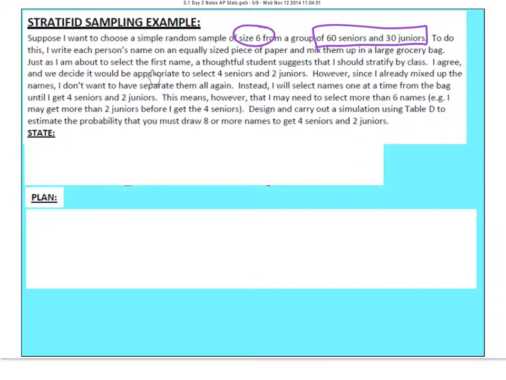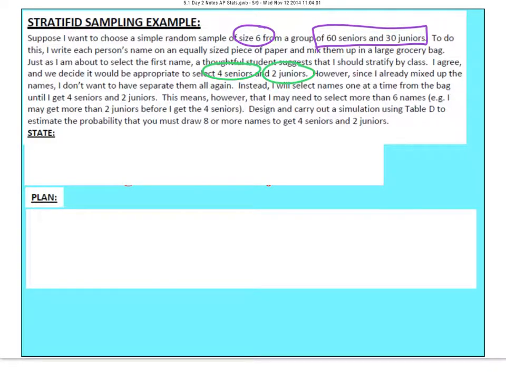Just as I'm about to select the first name, a thoughtful student suggests that I should stratify by class. I agree, and we decide that it would be appropriate to select 4 seniors and 2 juniors in this case to get my 6. However, since I've already mixed up the bag, I don't want to separate them again. Instead, I will select names one at a time from the bag until I get 4 seniors and 2 juniors. This means, however, that I may need to select more than 6 names.